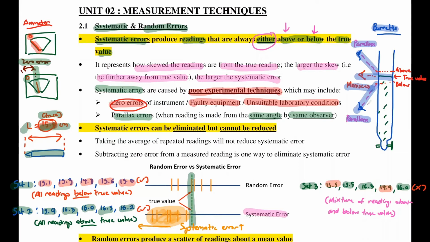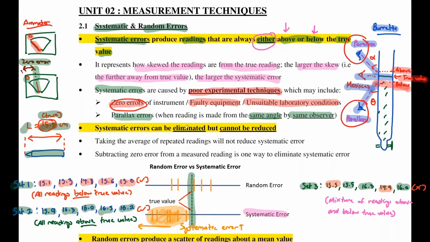If it's always the same person taking the reading at roughly the same angle, you will always get a reading that is below the true value. However, if you have two different persons taking the readings at two different angles, you will end up having a mixture of readings that are above and below the true value. So you will not be getting systematic error in this case.